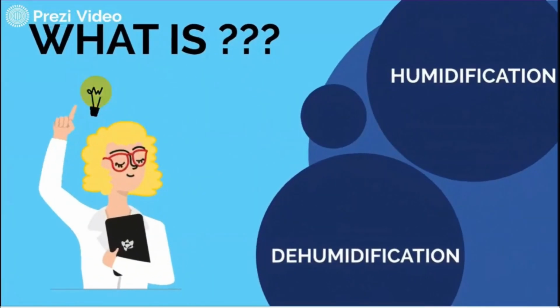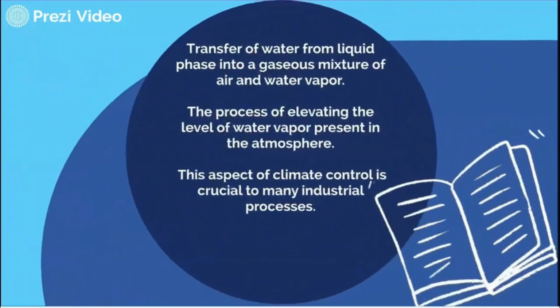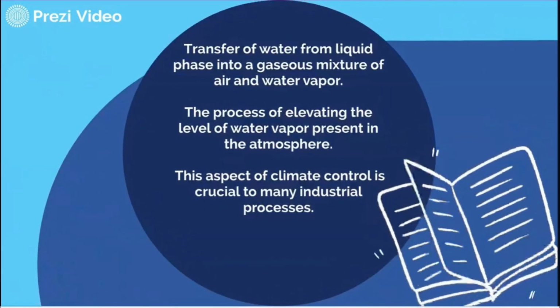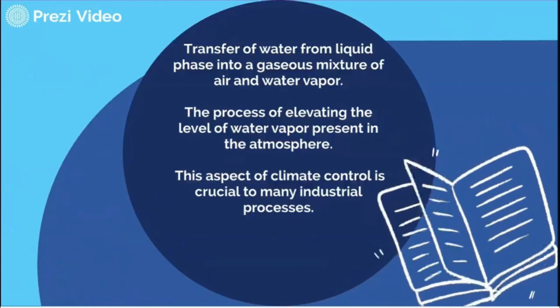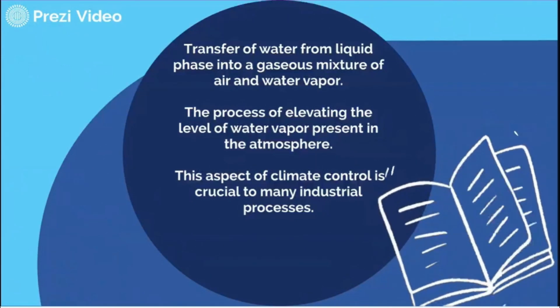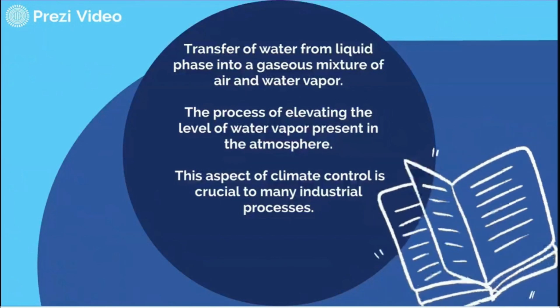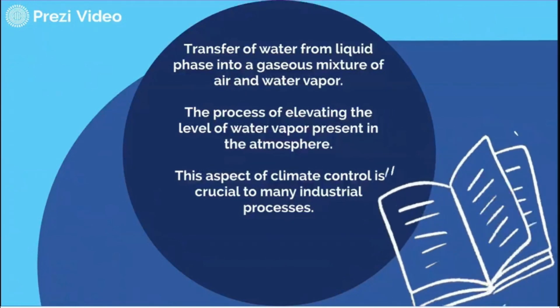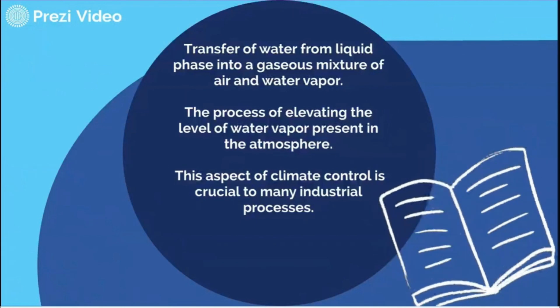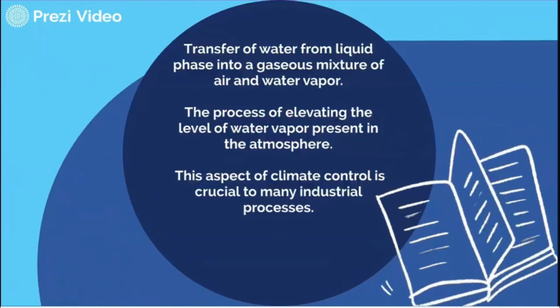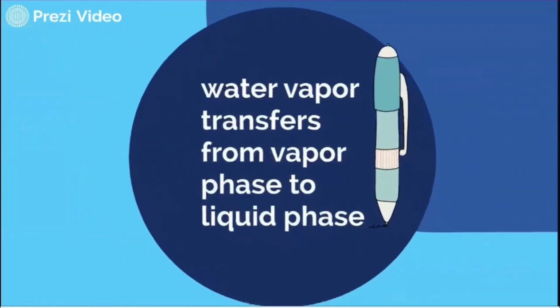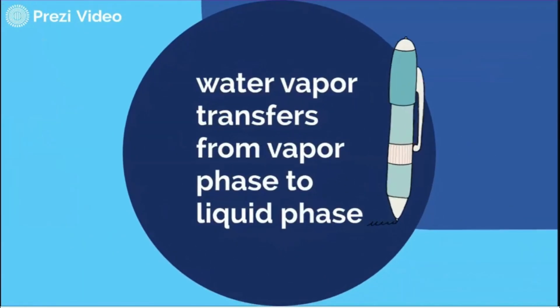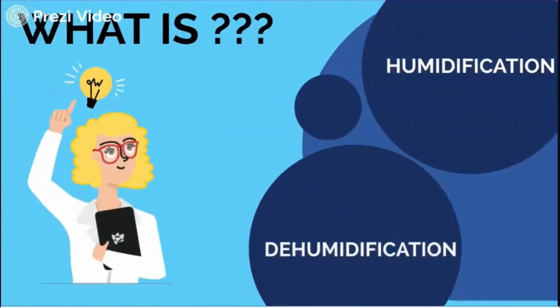Moving on, let's know about humidification. It is the transfer of water from liquid phase into a gaseous mixture of air and water vapor and is the process of elevating the level of water vapor present in the atmosphere. This aspect of climate control is crucial to many industries as elevated levels affect the outcome of numerous processes positively. While dehumidification is when water vapor is transferred from vapor to liquid phase.